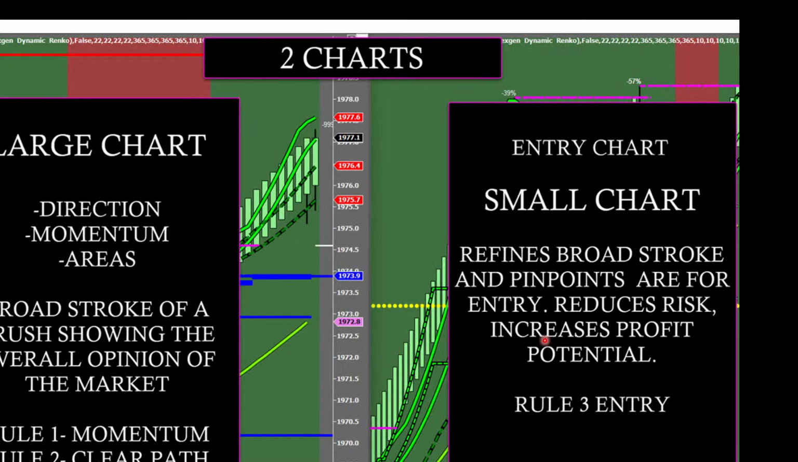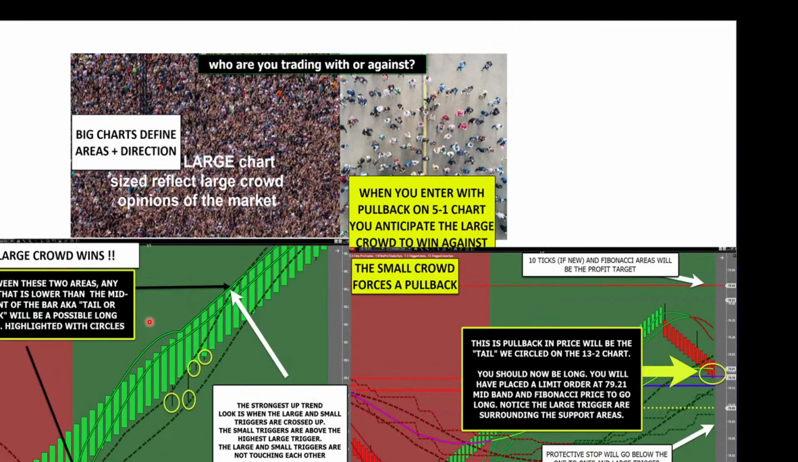So rule number 3 is a small chart rule. Rule number 3 is an entry rule. We use these two charts, and only two charts, because it's easy to go with the analogy by asking yourself, who am I trading with or who am I trading against?